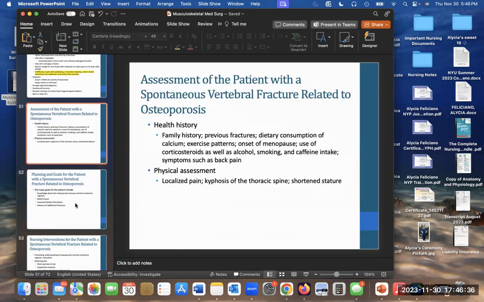But yeah, we already talked about the risk factors. So the risk factors are going to go into the assessment, right? Let's just say they get a fracture related to osteoporosis. We should look at their family history. Do they have a history of previous fractures? How is their calcium intake, their exercise patterns, right? We want to look at everything to see how the osteoporosis and their history is causing these fractures. Is it something that we can do or help them stop doing to prevent these fractures, right? Looking at if there's pain, right? If they're having shortened stature, because that's something that can happen with osteoporosis.